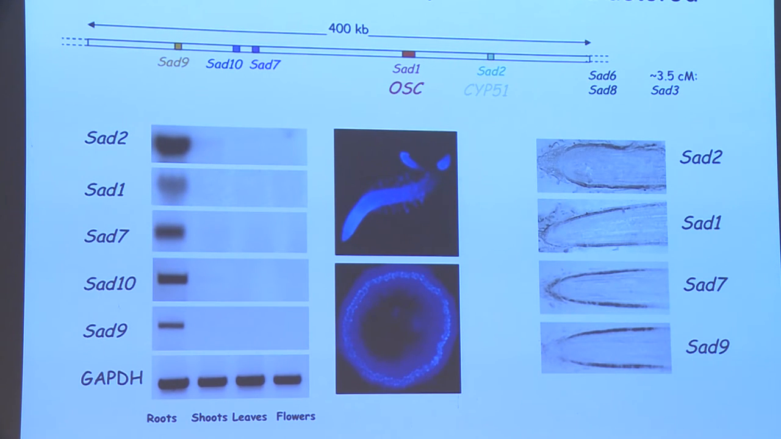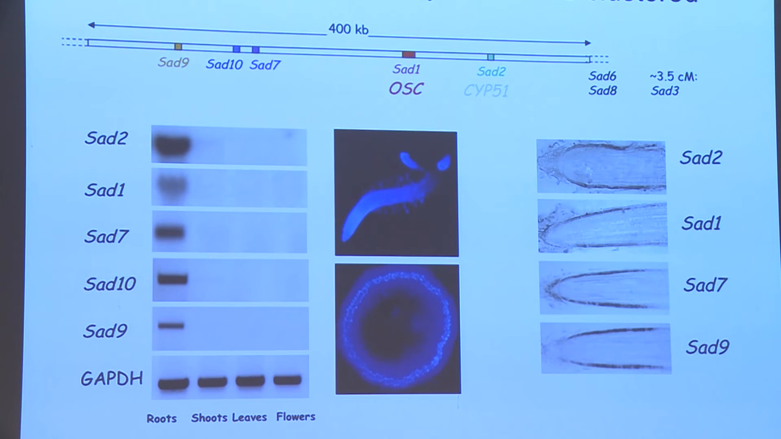And I should emphasize that these genes all encode entirely different types of enzymes. This is the oxidosqualene cyclase that converts 2,3-oxidosqualene to beta-amarin. This is a P450 that introduces modifications to beta-amarin. This is an acyl transferase, a sugar transferase, a methyl transferase.